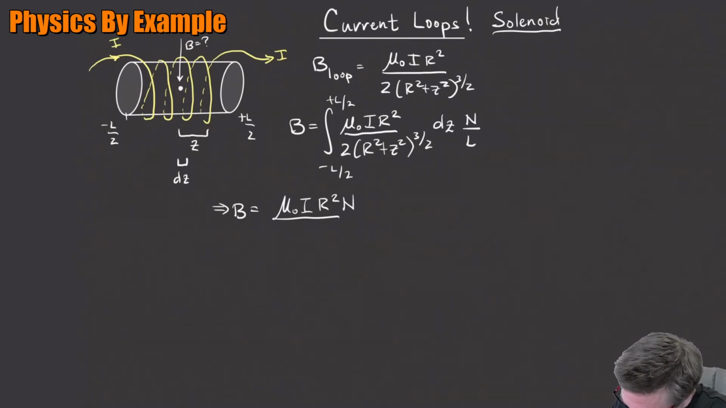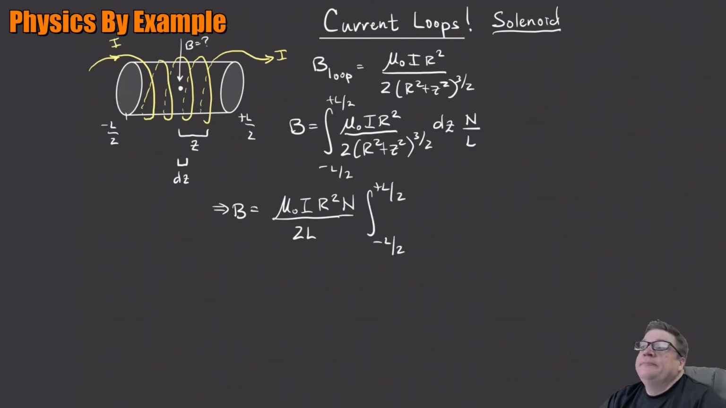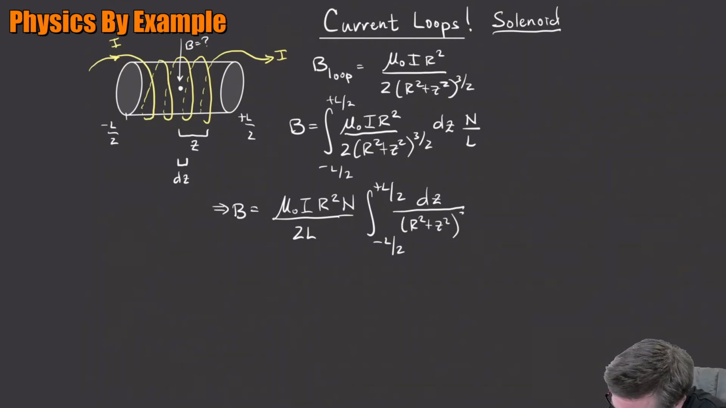Make it look just a little bit better, 2L. Okay, so then I have minus L over 2 to plus L over 2, and I got my dz over (r squared plus z squared) to the 3/2. This integral is starting to seem like an old friend. This thing has popped up at least 5 times so far. So let's consider it already solved, and we'll just write down what the answer is.